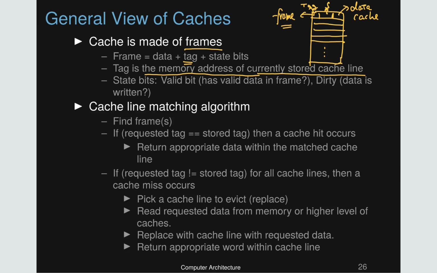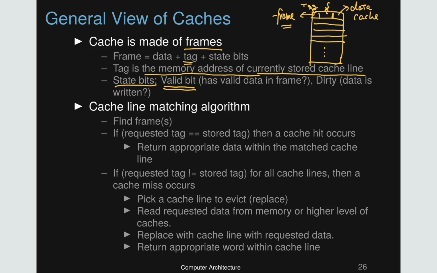Which is used to describe the state of this cache line. There are at least two states usually. The first state indicates whether the cache line is valid or not, whether we actually have valid data in the frame.